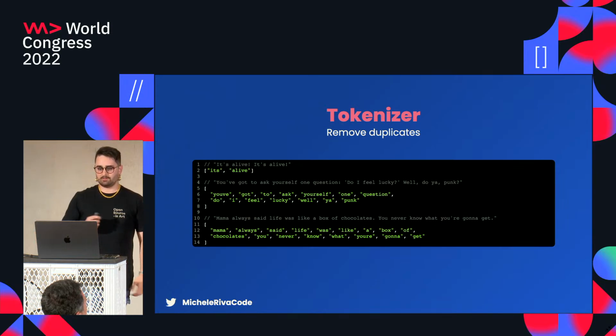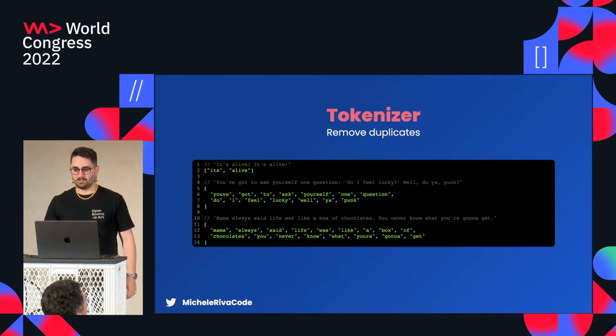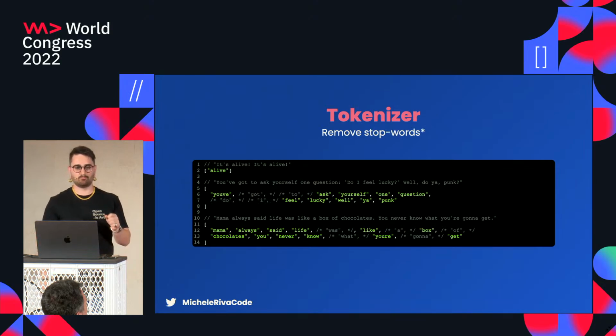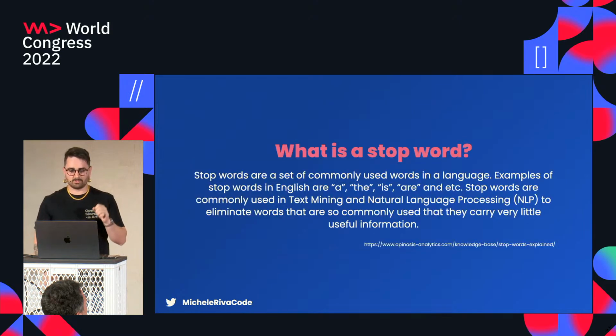After we remove duplicates, we can start with other optional steps that I want to illustrate. For example, we could remove stop words. What's a stop word? Stop words are a set of commonly used words in a language. Examples of stop words in English are a, the, is, are, etc. Stop words are commonly used in text mining and natural language processing to eliminate words that are so common that they carry very little useful information.